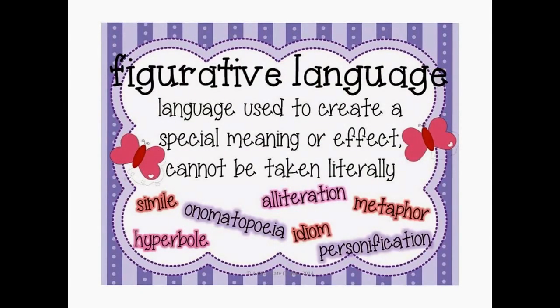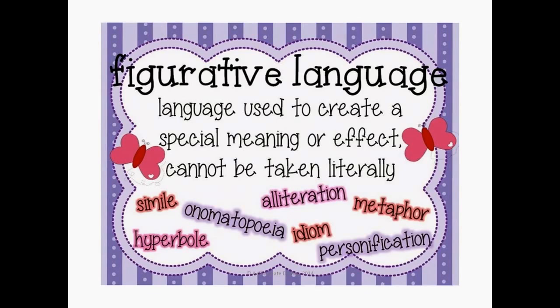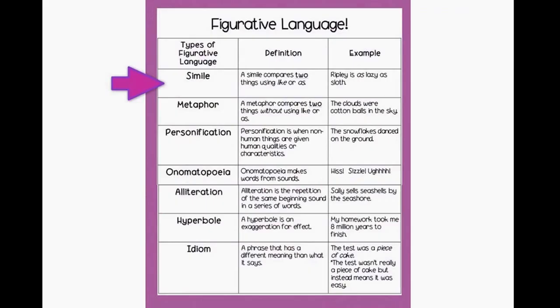So now we know figurative language is language used to create special meaning or effect, and we cannot take it literally. We cannot take it at face value. We need to do some interpretation so we can figure out what the author is really trying to say. So let's go through each type of figurative language that we've talked about in class and look at some examples so that we can practice interpreting them and know how to pick them out in a text.